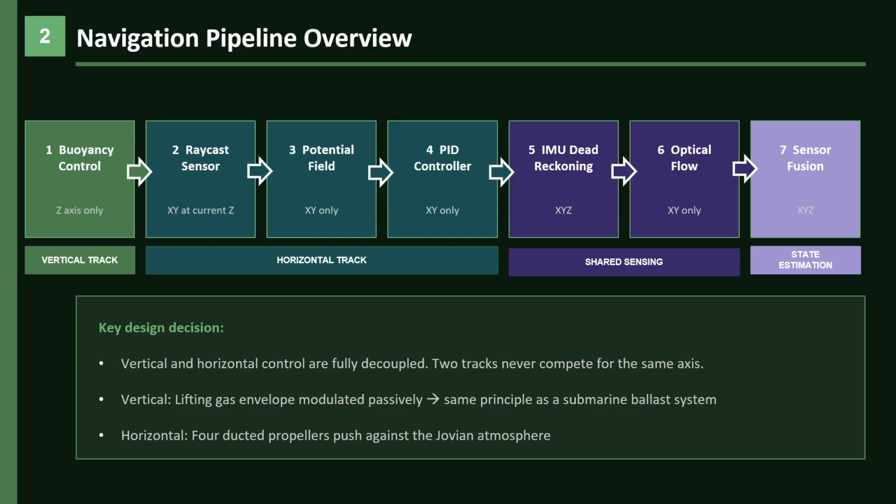After this, both tracks feed into a shared sensing stage, which comprises an IMU dead reckoning and an optical flow. In order to mitigate any sensor errors and drift, I've also incorporated sensor fusion as my state estimation, which looks at the X, Y, and Z axes.